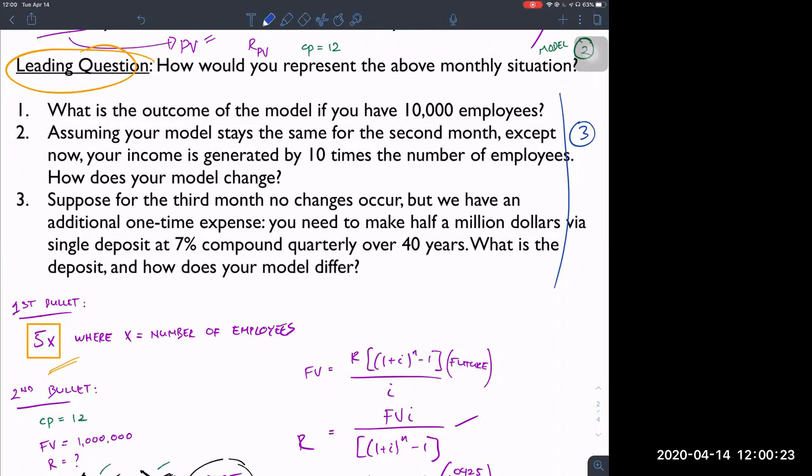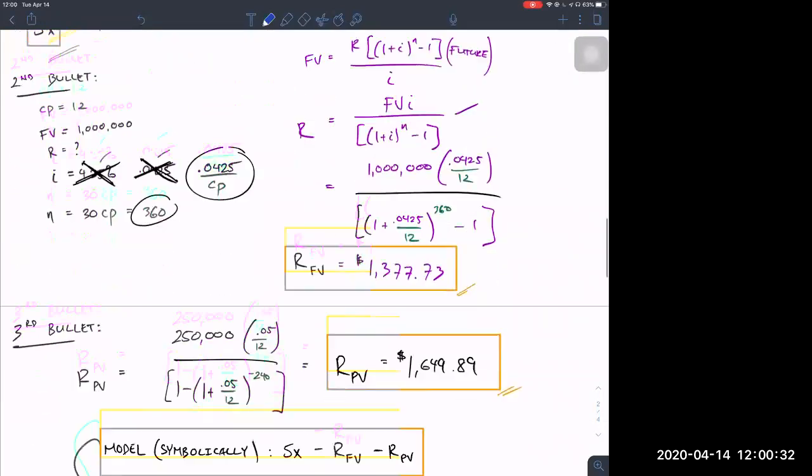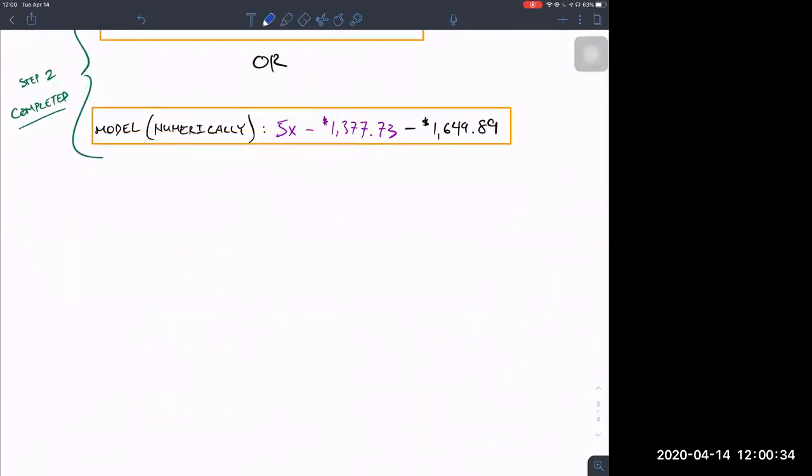So if you read this first one, I'll read it out loud as you follow along. What is the outcome of the model if you have 10,000 employees? What that's asking you is that, so now the questions, I mean, you know what it's asking. Specifically though, 1 is a calculated, or calculating question.